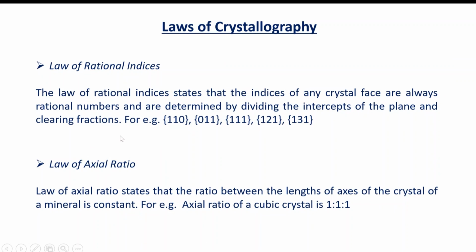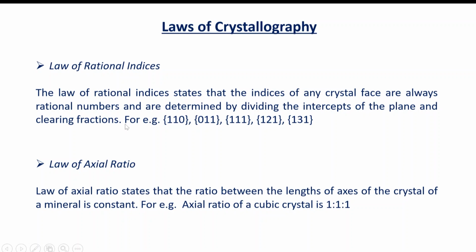Then you have the law of rational indices. The law of rational indices states that the indices of any crystal face are always rational numbers, and that is the concept through which your Weiss parameters are converted into Miller indices, determined by dividing the intercept of the plane and clearing out the fraction. So that is the same thing that we do to convert a Weiss parameter into Miller indices. So you can also have 110, 011, 111; these are all Miller indices of a particular face.